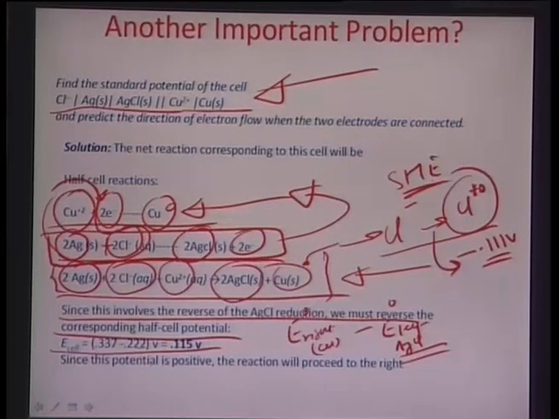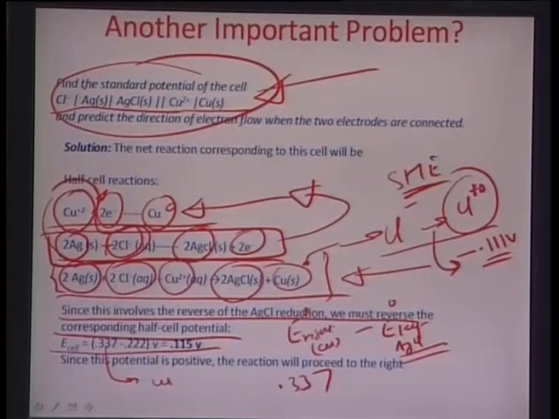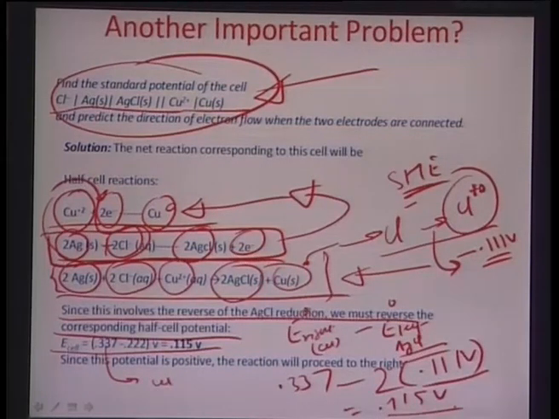So, the E cell potential here is essentially 0.337, that is the potential E0 of the copper, or the right side of this particular representation here or notation here, minus twice 0.111 volts. So, it comes out to be 0.115 volts. So, since this potential is positive, the reaction will proceed to the right.